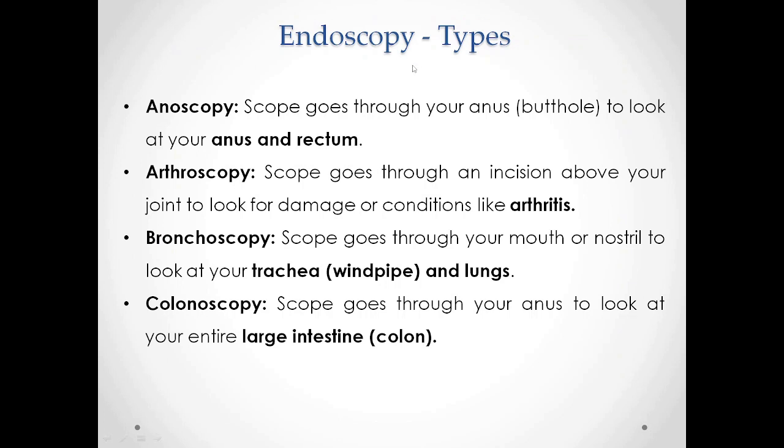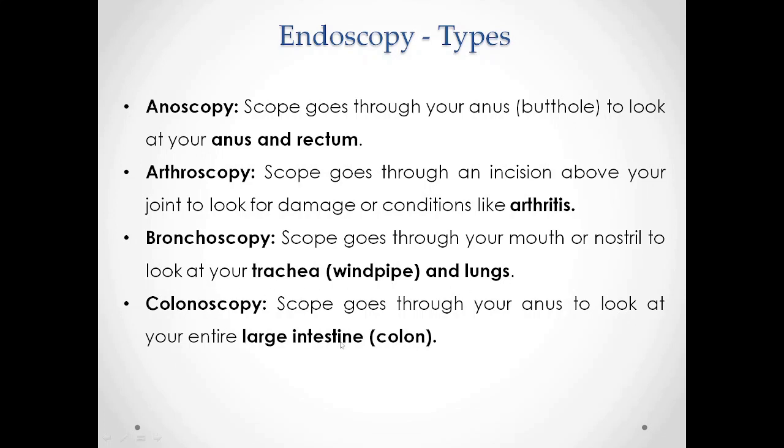Moving on to the types of endoscopy, there are n number of endoscopies which are used for diagnosing different problems at different parts of your body. As you can see, there is anoscopy, arthroscopy, bronchoscopy, colonoscopy. Anoscopy, as the name indicates, any problem in your anus and rectum can be seen through it. Arthroscopy is to know about your arthritis. Bronchoscopy is nothing but to see your windpipe and your lungs.